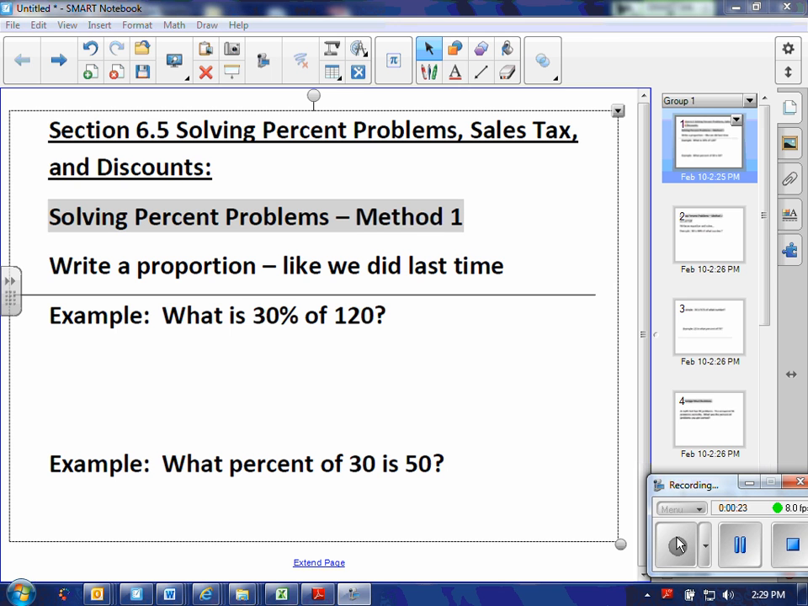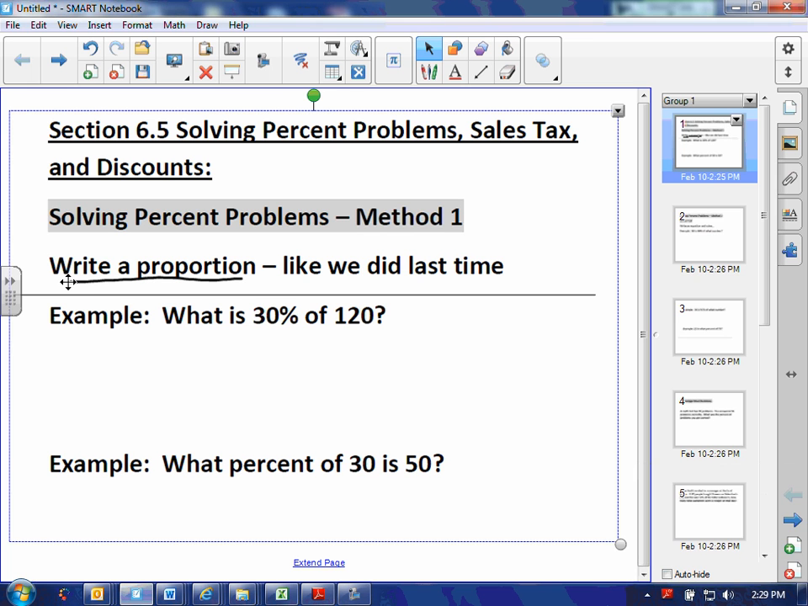There are two methods we solved percent problems with: the first one being the proportion, and the second one being the equation. So method one is the proportion method, okay? It says write a proportion, but I'm going to remind you that it's is over of equals percent over 100. I also want to remind you of these things.